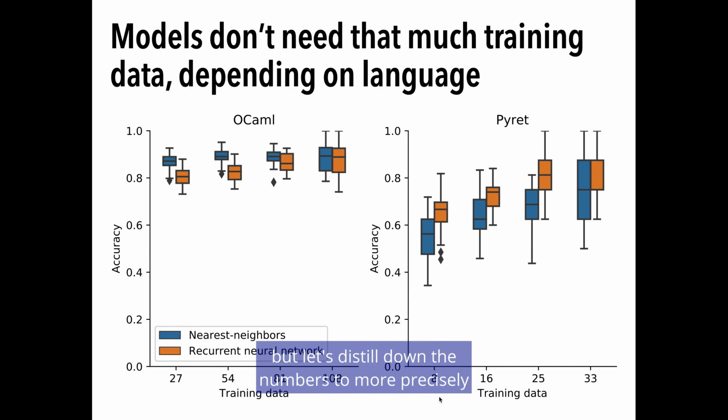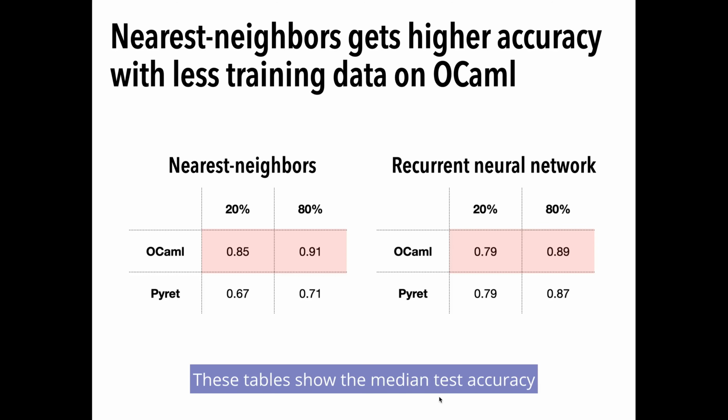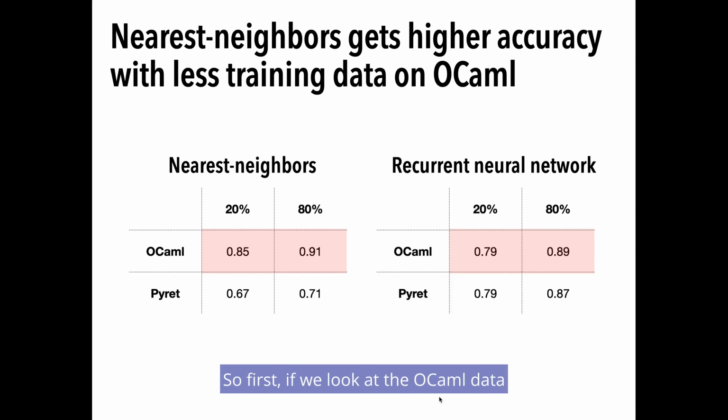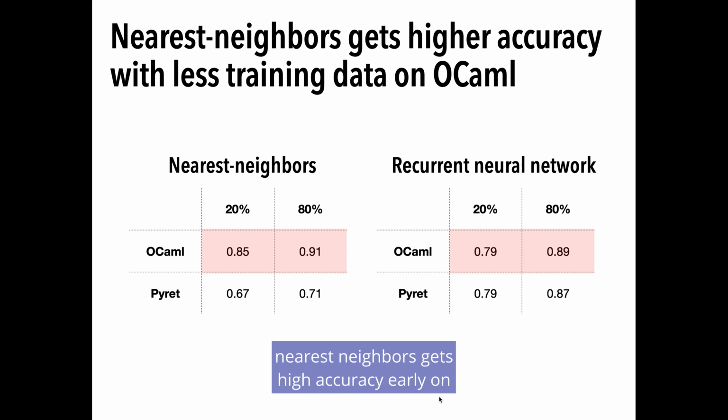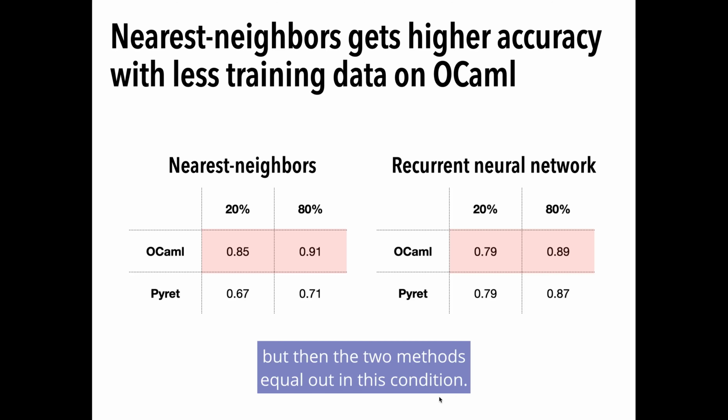So this gives you a rough sense of what the curves look like for each language and each model, but let's distill down the numbers to more precisely answer our research questions. These tables show the median test accuracy for each model at the 20% and 80% data sizes. So first, if we look at the OCaml data between the two methods, nearest neighbors gets high accuracy early on, but then they both equalize at roughly 90%. Suggesting overall that nearest neighbors does do well early on, but then the two methods equal out in this condition.